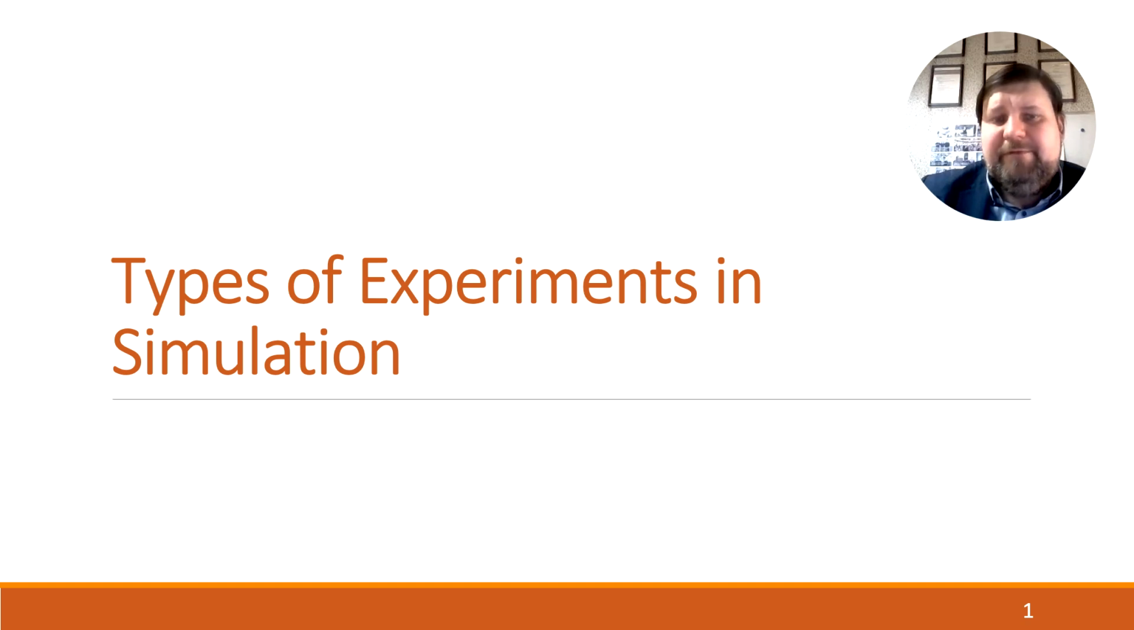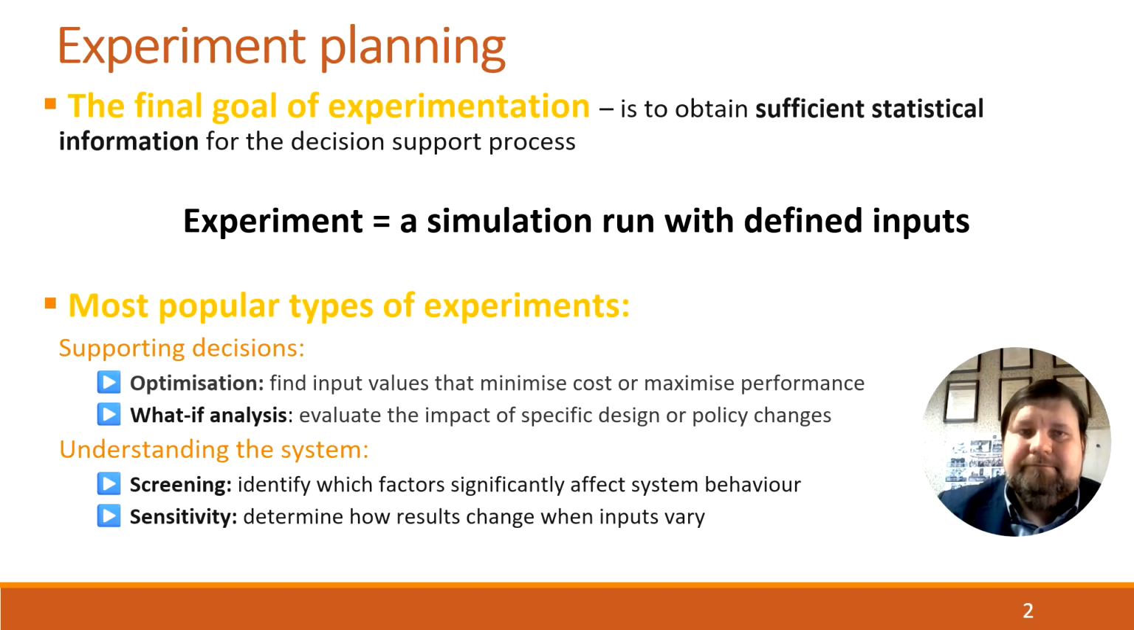In the frame of this subsection, we are going to talk about different types of experiments which we are able to conduct applying simulation modeling. The final goal of experimentation is not simply to run the model many times, but to obtain sufficient statistical information that can meaningfully support decision making. In other words, we design experiments so that our conclusions are based on evidence rather than intuition or random variation.